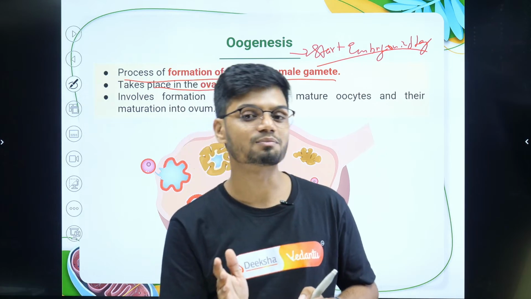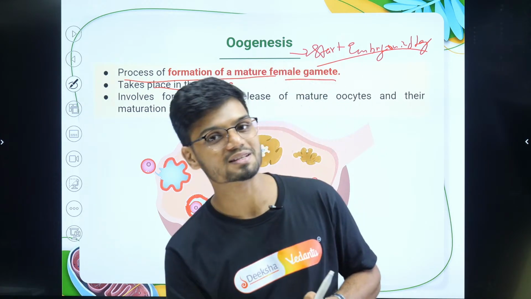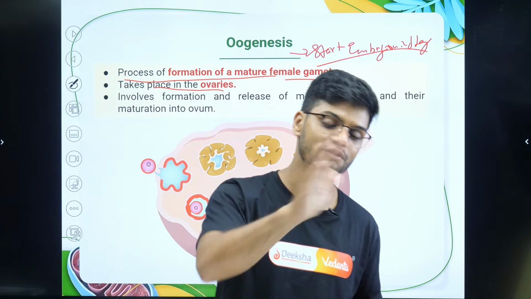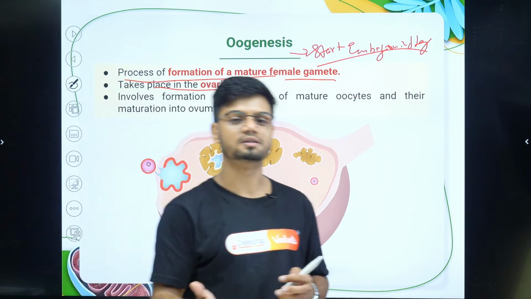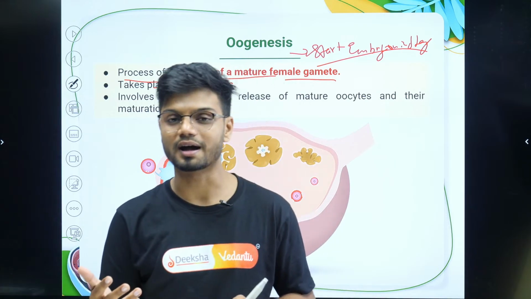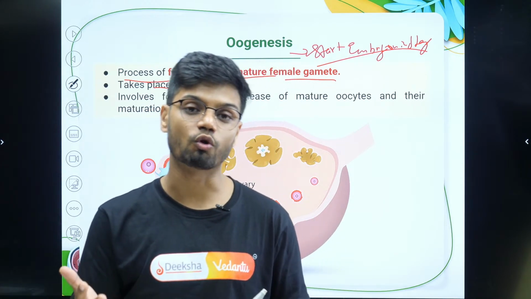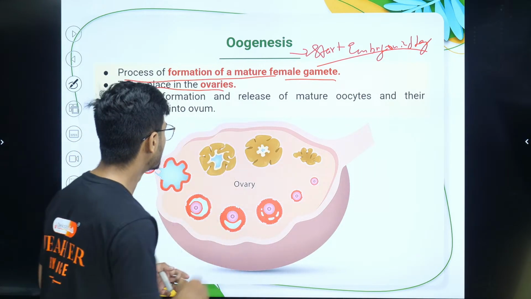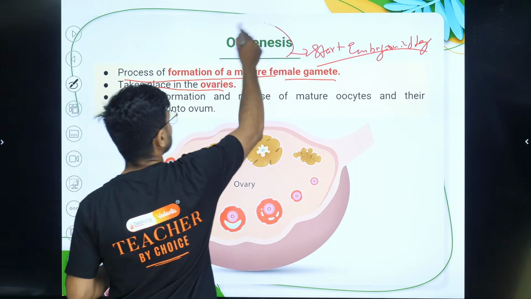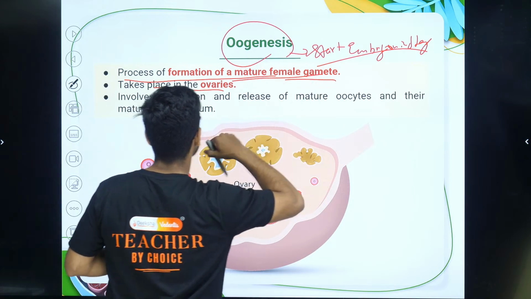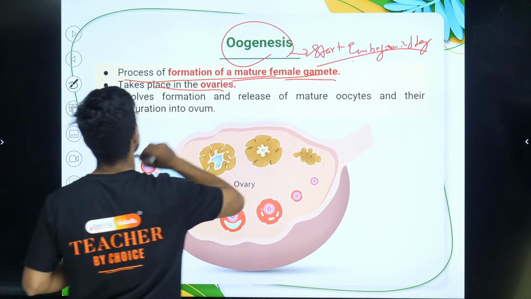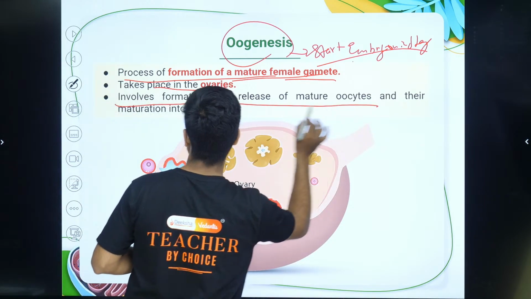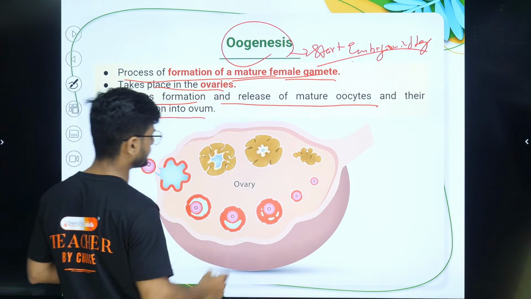Then it again starts meiosis 2. It stops again at metaphase. It finishes at fertilization time, when metaphase 2 completes and the secondary oocyte, the ovum, as well as the second polar body are produced. But that is not in your syllabus. Don't worry about that. All you need to know is that oogenesis is the formation of the mature female gamete, and it starts at the embryonic stage. It involves formation and release of the mature oocyte and maturation of the ovum.